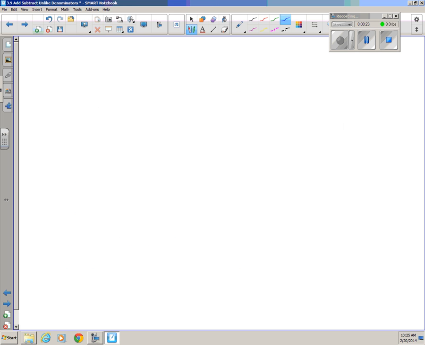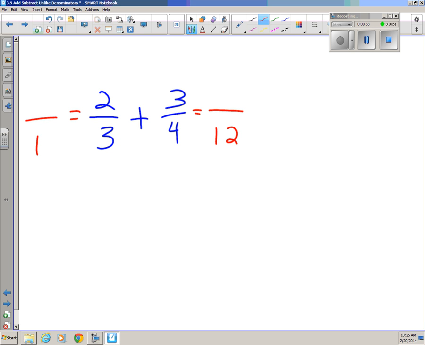Let's say we were to ask you to figure out what is 2/3 plus 3/4. Well, you don't have like denominators, so you have to get common denominators. Hopefully you realize that both of these fractions can turn into twelfths. That is the least common denominator. They could turn into other numbers also. They could turn into 24 if you wanted to. They could turn into 60 if you wanted to. Okay, but let's keep it as the least common denominator.